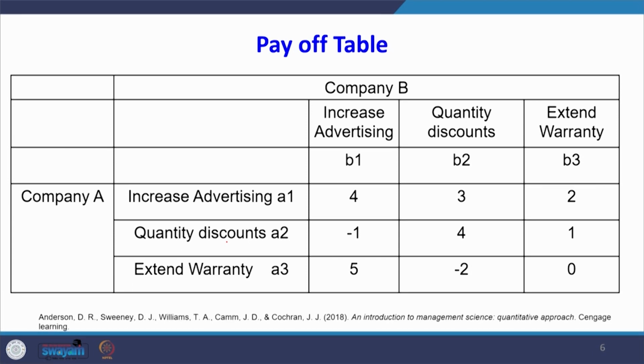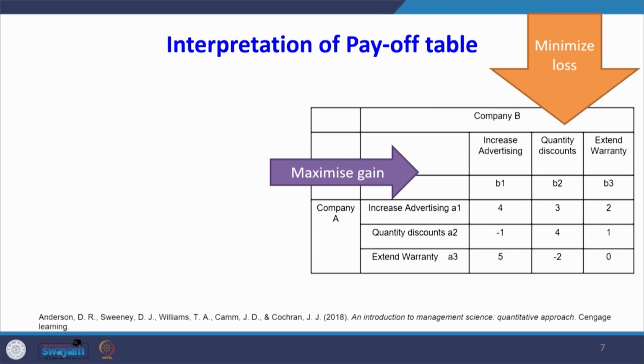Now, I brought the payoff table. Here we have company A and company B. Company A has three strategies called A1, A2, A3. The same strategies are available for company B also, B1, B2, B3. There are some values inside these boxes. I will explain the meaning of these values.